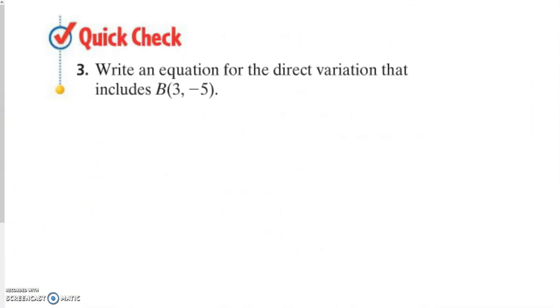How can we use this? Well, they want us to write an equation. Now they give us a big clue here. They say it's a direct variation. We know a direct variation must pass through the origin, and the origin is 0, 0.